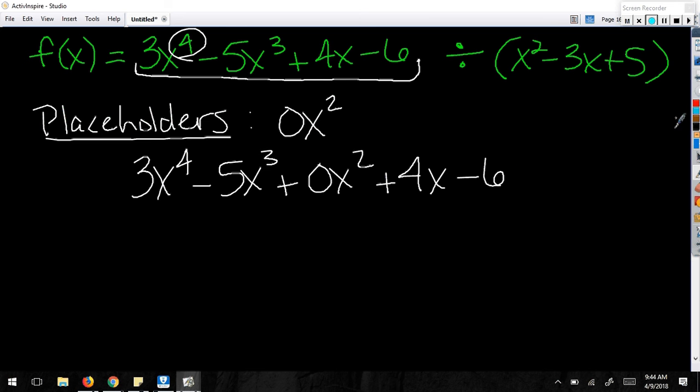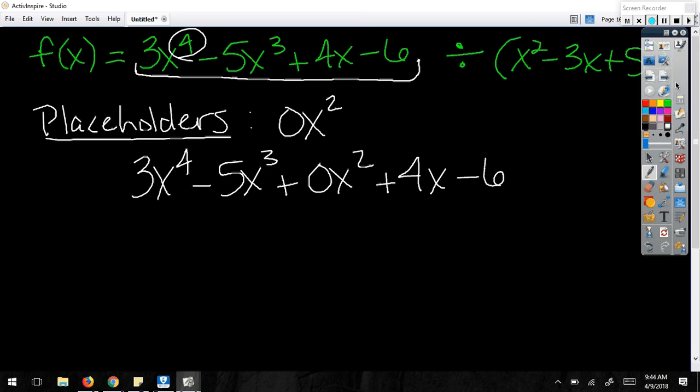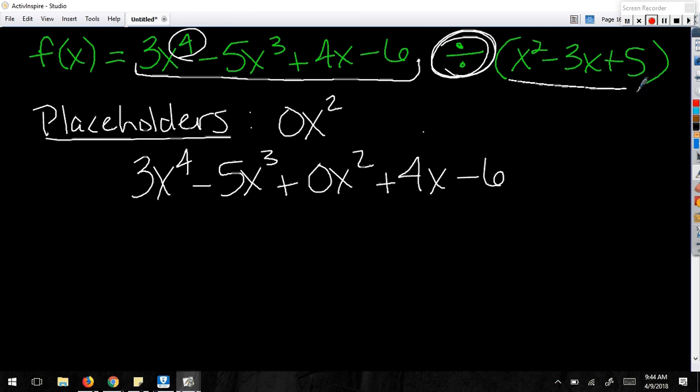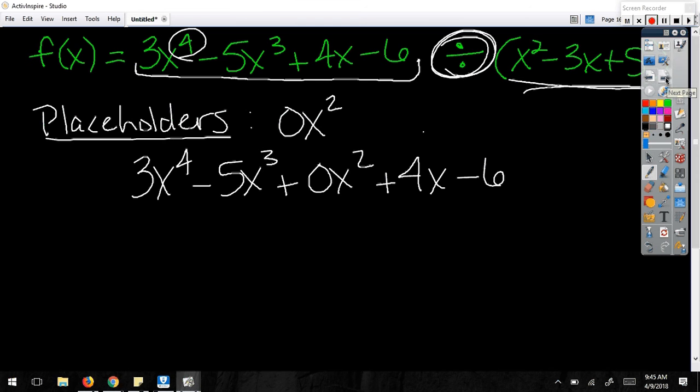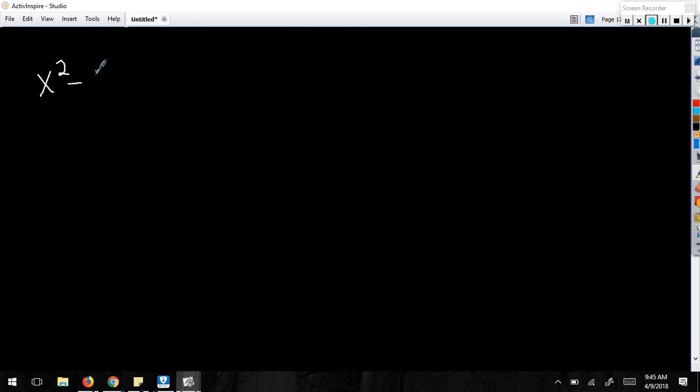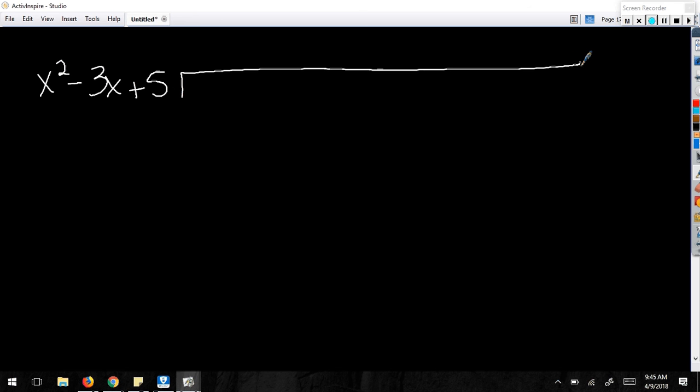All right, so I'm just going to set up my division problem. Remember, what follows this sign is what goes outside the division sign. All right? I'm going to go to a new page, so I'm sure to have enough room. So I've got x squared minus 3x plus 5 into, remember the placeholder here, 3x to the 4th minus 5x cubed. I need that 0x squared plus 4x minus 6.